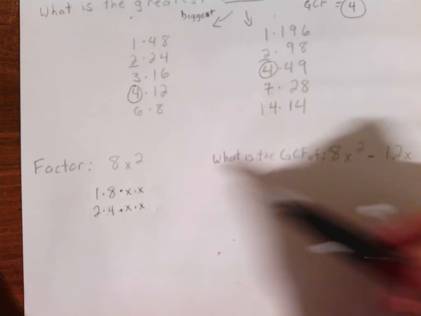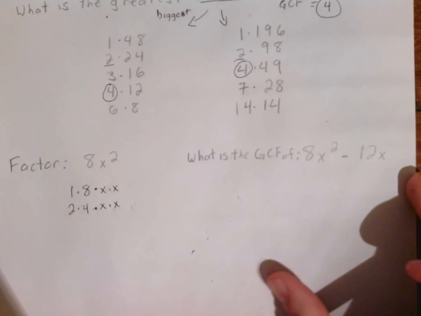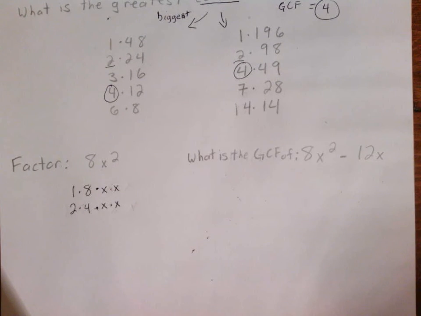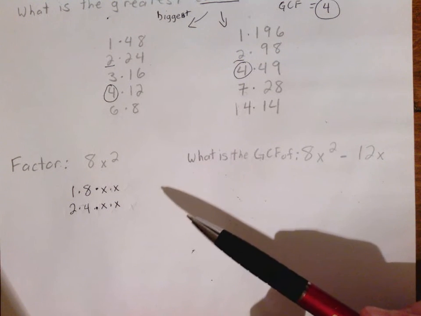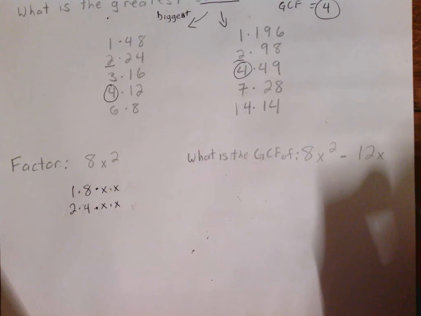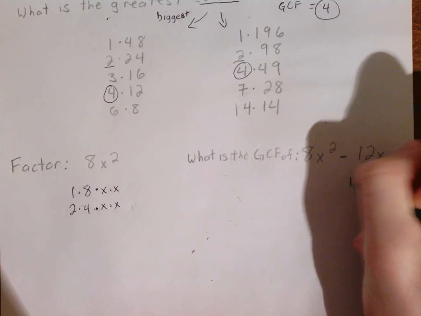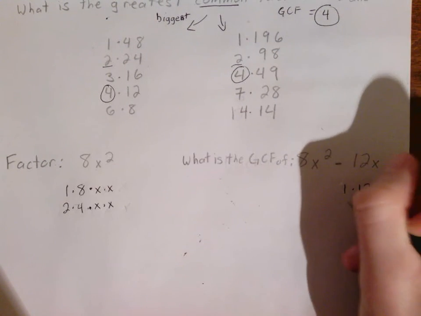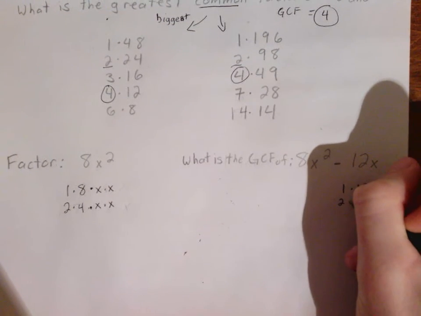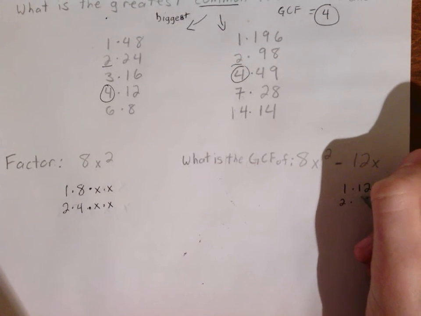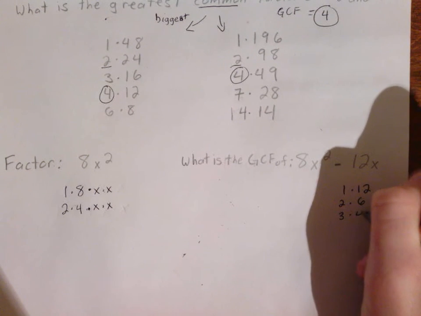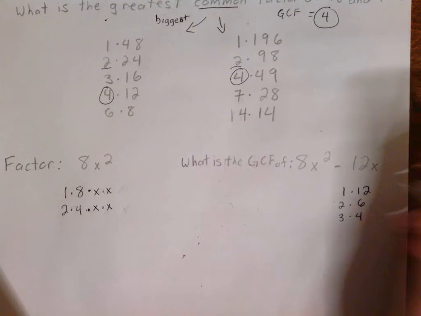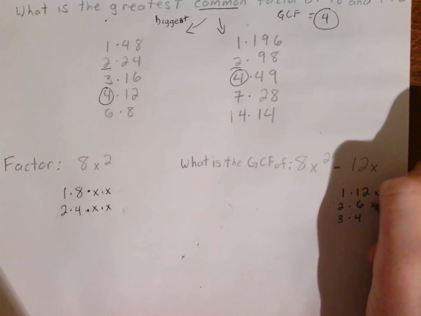Over here, we're asking for what is the greatest common factor of 8x squared minus 12x. So I already have my list over here of things that multiply together to give me 8x squared. Now I just need to think about things that would multiply to give me 12. So that's 1 times 12, and then I can increase this left-hand side by 1, and I have 2 times 6, 3 times 4, and then we've looped back around. And all of those, we're going to stick an x on.